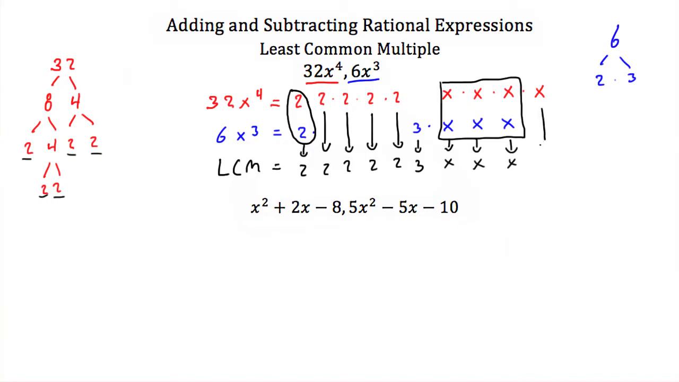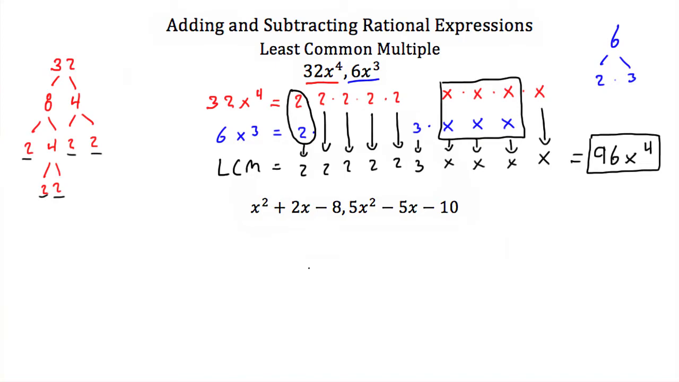And then the last x. So our least common multiple then is 2 times 2 times 2 times 2 times 2 times 3 times x times x times x times x, or 96x to the fourth. Now this works the same for rational or polynomial expressions.